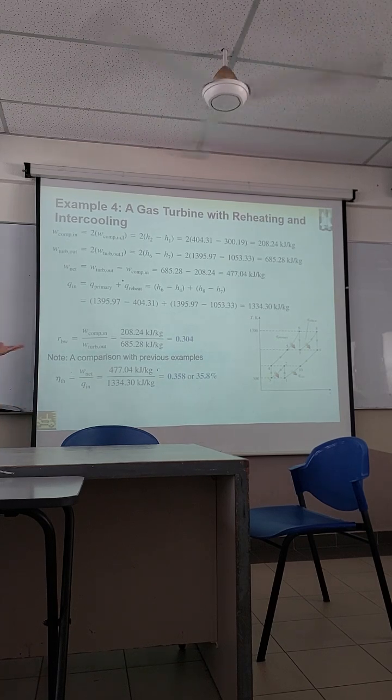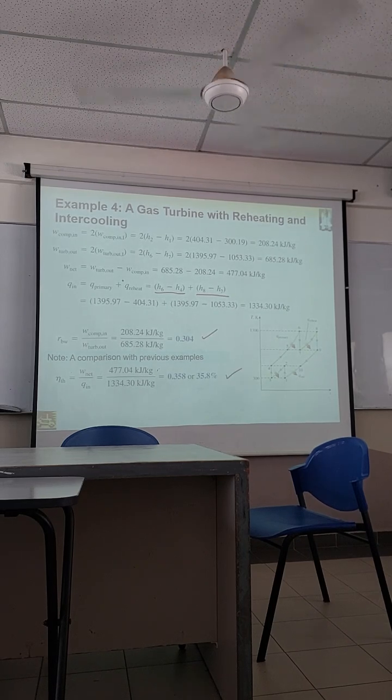Again, for Q in, don't forget that you have 2 Q in in this case as well. But Q in you cannot times 2. So Q in is just H6 minus H4, plus H8 minus H7. From there you obtain Q in, then you can calculate the back work ratio and the thermal efficiency.